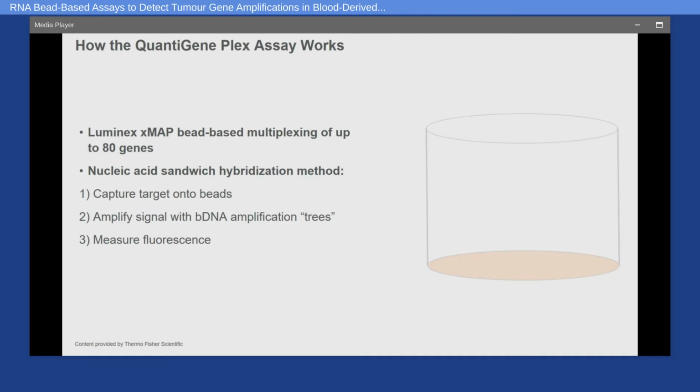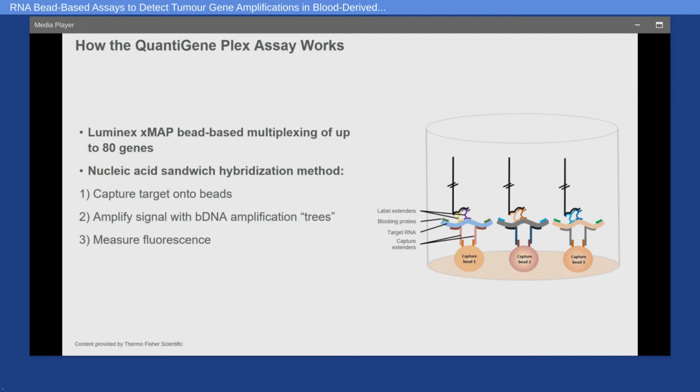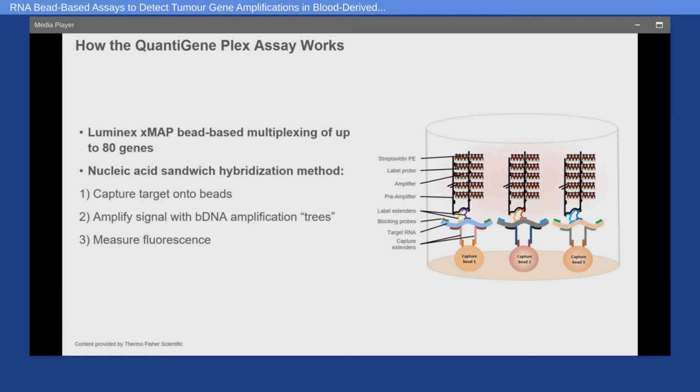It is a nucleic acid sandwich hybridization method in which you have your target that you want to capture. Then you have different capture beads, specific probes and capture extenders, which specifically bind to one of the targets of interest. Once it is bound to this bead, through label extenders, a DNA scaffold is used, in which, using a preamplifier and amplifiers, you will have this whole scaffold of label probes, which through streptavidin and PE would eventually give us a signal. So basically what we're doing here is we are not amplifying the target as we do with PCR. Here we actually amplify the signal. And then using the Luminex platforms we measure the fluorescence.